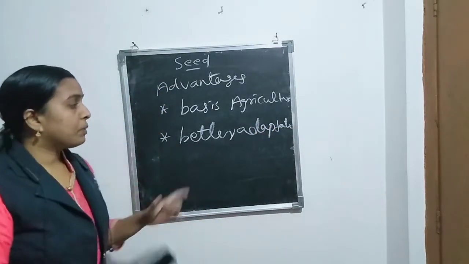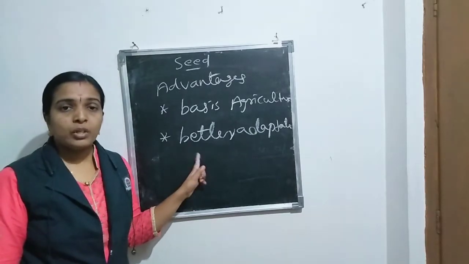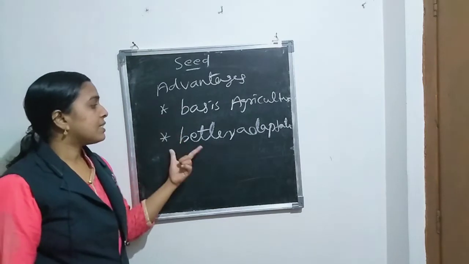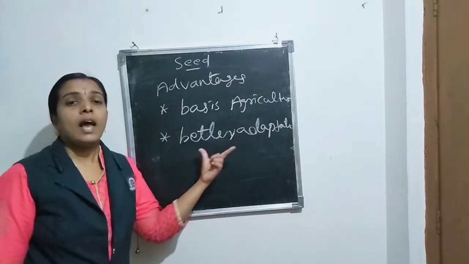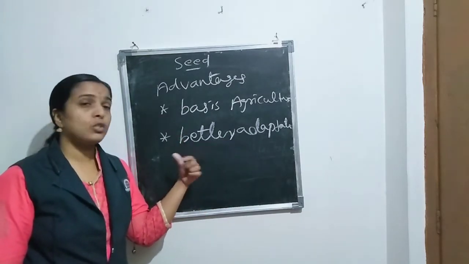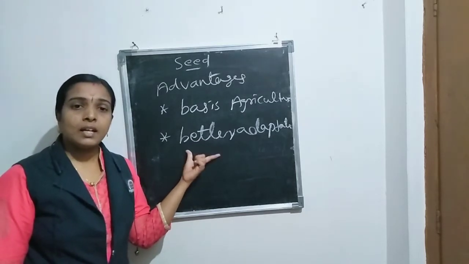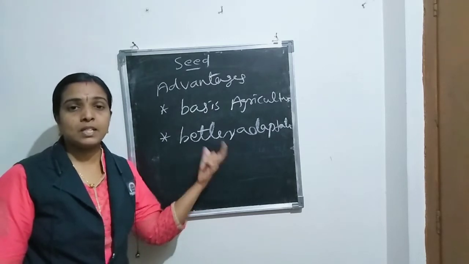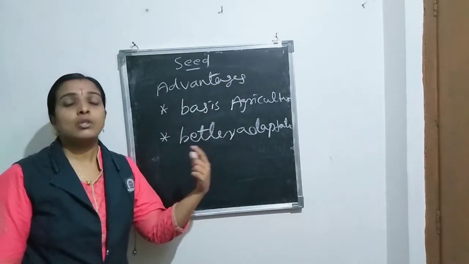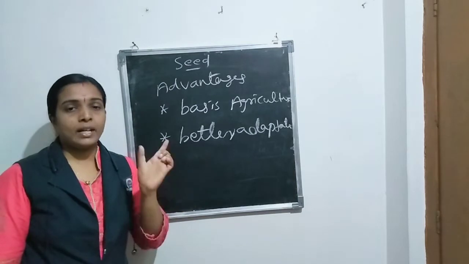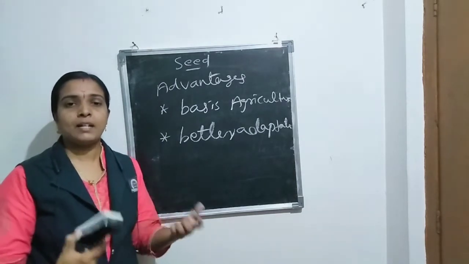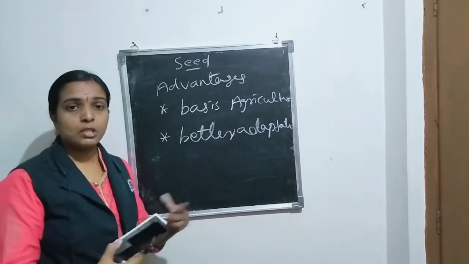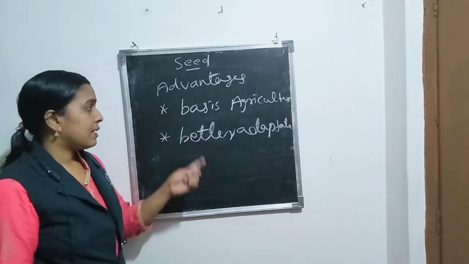Because they are dispersed in different areas, different species colonize different areas. Seeds provide better adaptation, so that species can colonize different areas. Because of dispersal of seeds into different localities, different plant species colonize different areas, not the same area.